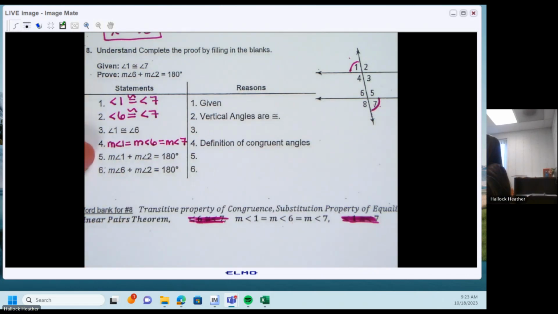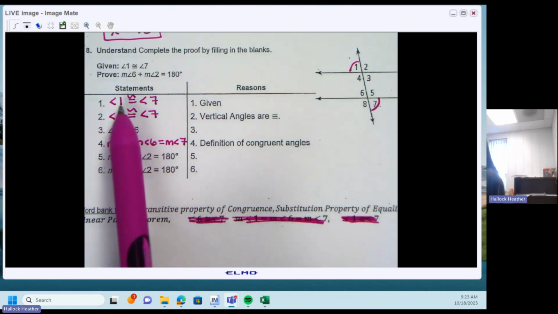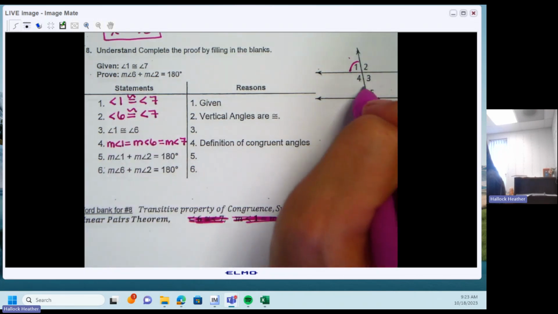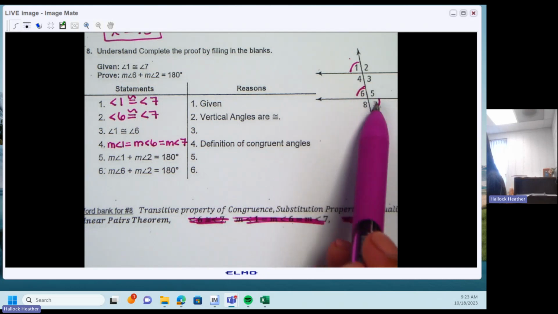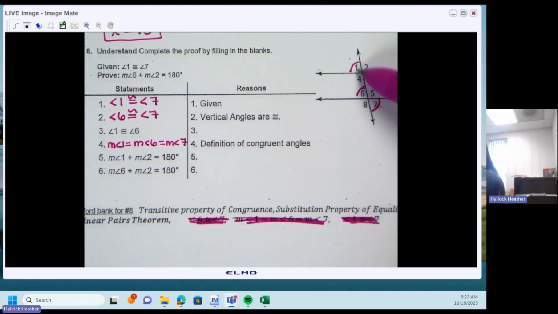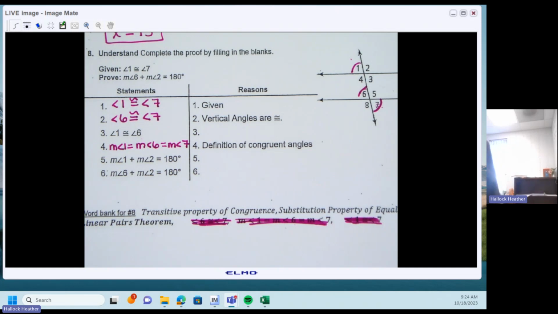Okay. So once we have that written in, we have to go back and fill in our reasons that carried us to the next step. So if I start from the beginning, I have 1 and 7 are congruent. That's given. I have 6 and 7 that are congruent because they are vertical angles. And then I have 1 and 6 that are congruent. 1 and 6 are technically corresponding angles. But if I look at my answer choices, it doesn't say anything about corresponding angles. So I have to use one of the things that are provided to me to fill in the blanks.